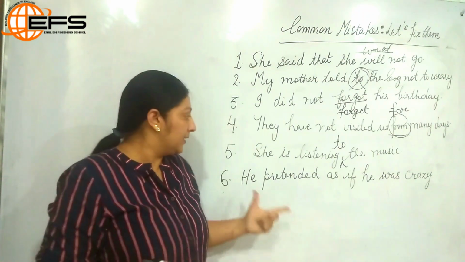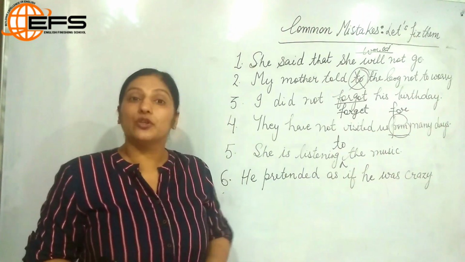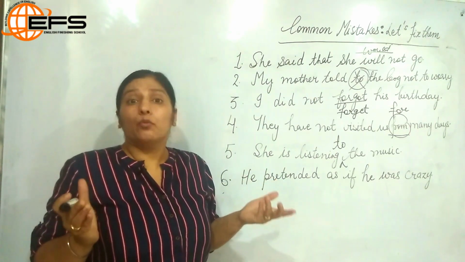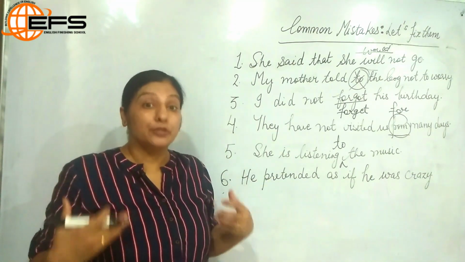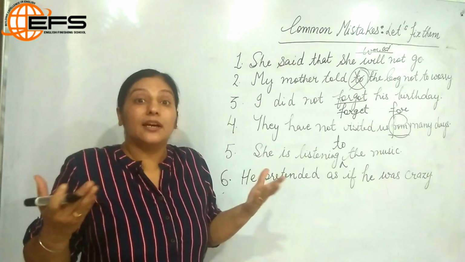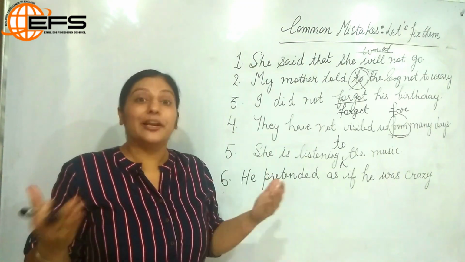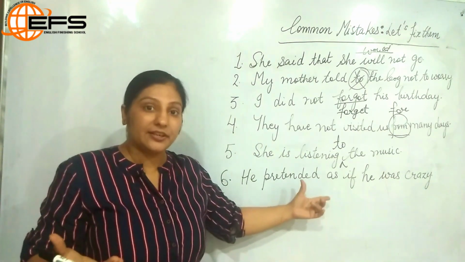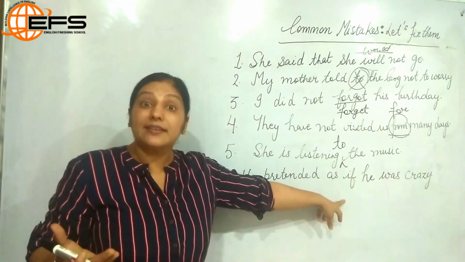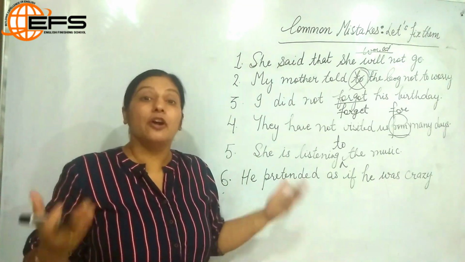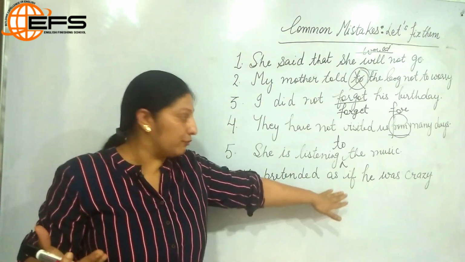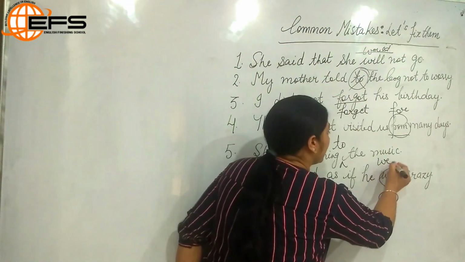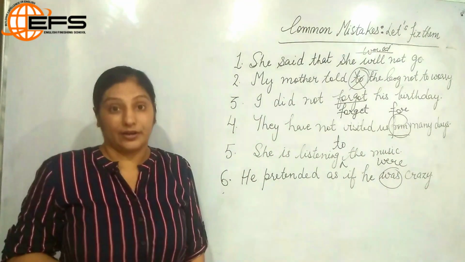Example number 6: he pretended as if he was crazy. I wish I were a bird. Look at this sentence. I am wishing something against reality which cannot happen. So he pretended. Pretended means he showed off. He just pretended and made a show as if it is a kind of situation which is not in reality. He showed off as if he was crazy. So instead of was, because it is just an imagination, we would use were.